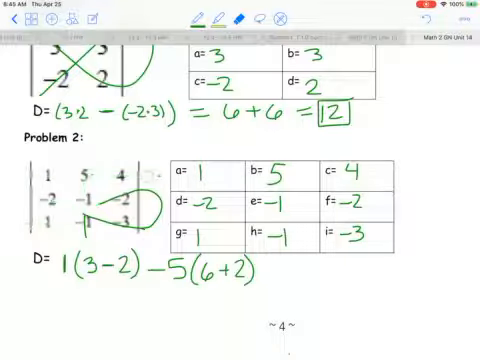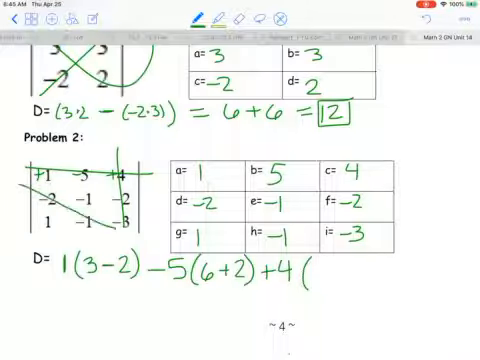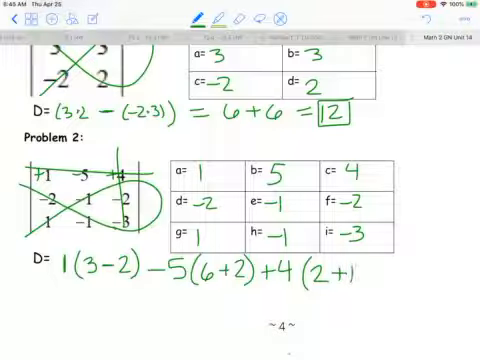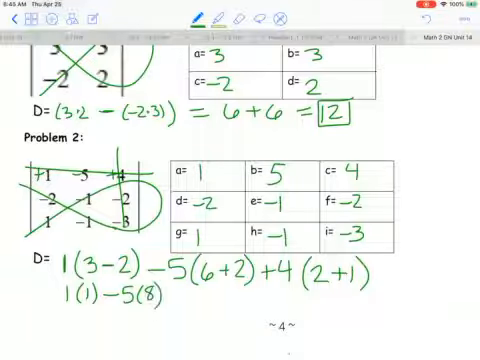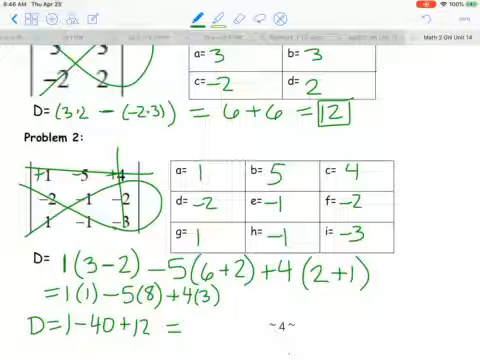Okay. And then that was a plus. So we do plus 4. And then our fish here is negative 2 times negative 1 minus negative 1, which becomes plus 1. And you solve each of those. So D equals 1 minus 40 plus 12, which equals, let's see, negative 27, I believe. Double check my math, though.